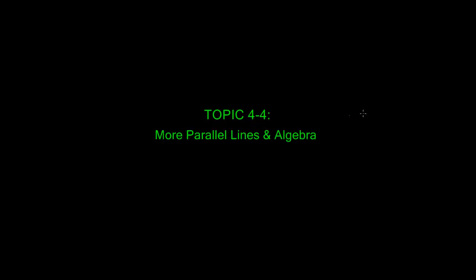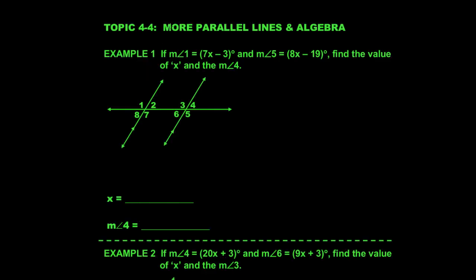So let's go ahead and get started with our notes. Here we have topic 4.4, more parallel lines and algebra. It gives us example 1. In example 1, it says if the measure of angle 1 equals 7x minus 3, so I'm going to go over to my angle 1 and write down 7x minus 3. And the measure of angle 5 is 8x minus 19. Find the value of x, and then we're going to find the measure of angle 4.